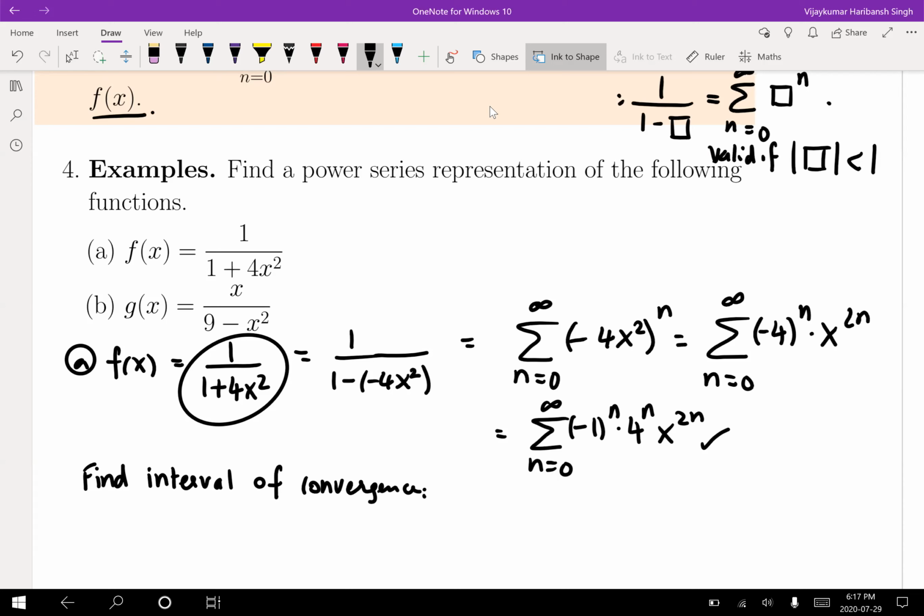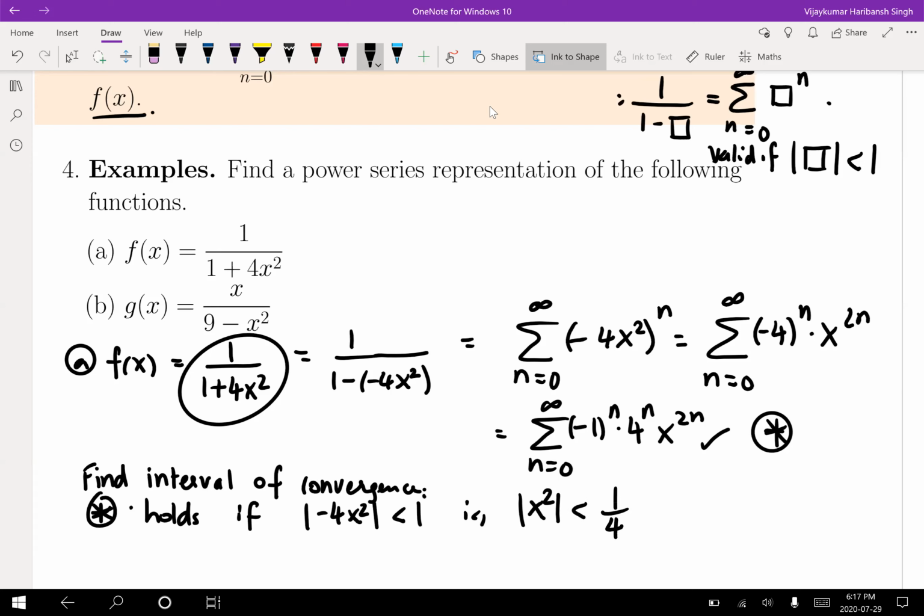So let's call this star. Star holds if the absolute value of minus 4x squared is less than 1. That is, the absolute value of x squared is less than 1 by 4. That is, the absolute value of x is less than 1 by 2.